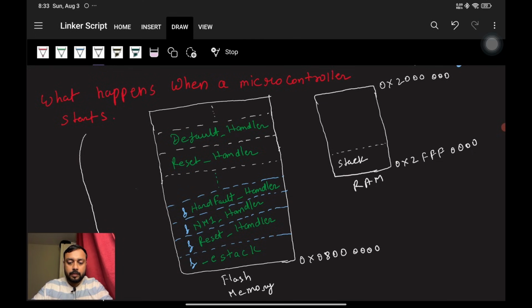So what happens when a microcontroller starts? There are some steps performed by the hardware itself when a microcontroller starts. Either you did a power off and then power on, or there is some reset, a soft reset, a hard reset, or a reset due to watchdog. In any of these scenarios, your microcontroller will start.